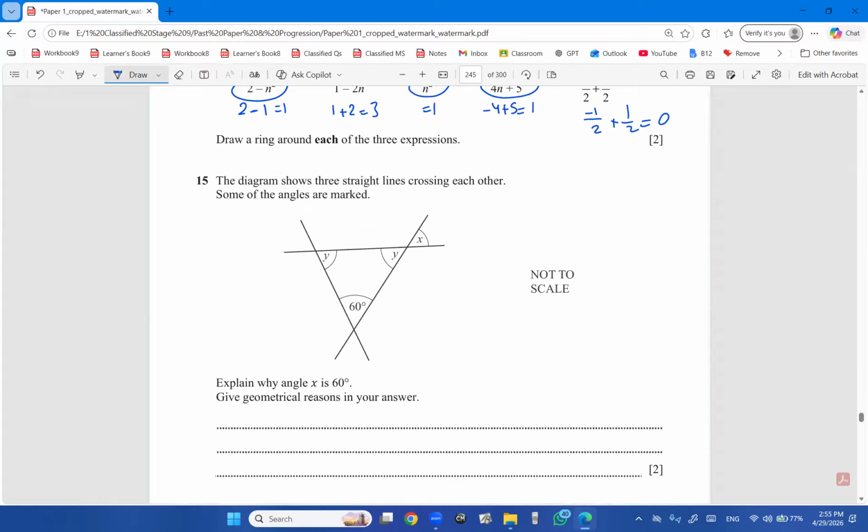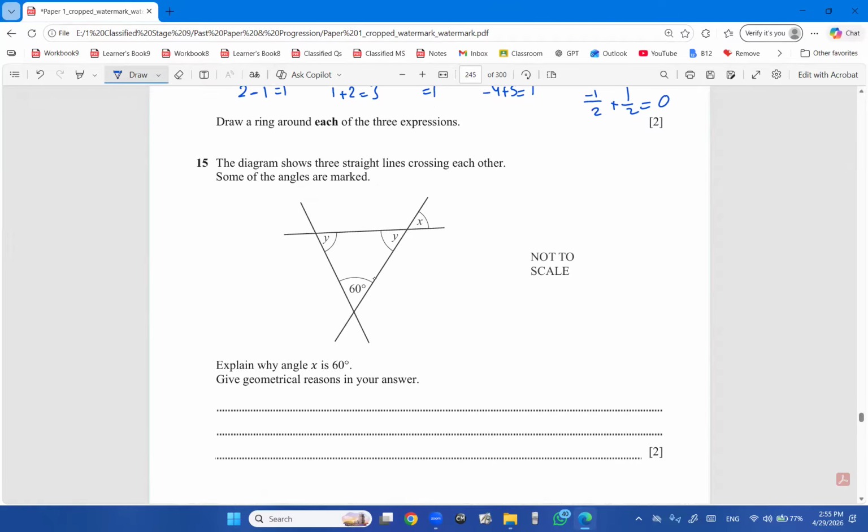Explain why angle x is 60 degrees. Give geometrical reasons in your answer. Well, you should notice over here that they told you that y and y are equal. So y equals what? It is 180 minus 60, which is going to give you the value of these two together, right? Which needs to be divided by 2 to get only one y, only one of them. So this is going to be equal to what? 120 divided by 2, which is equal to 60 degrees. So now I know that y is 60 degrees.